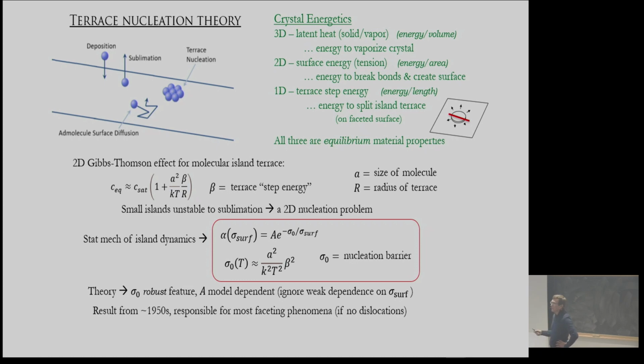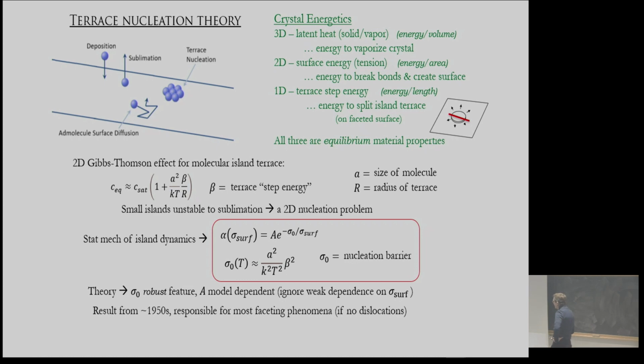In order to make a terrace, you've got to first make one big enough that it's stable. When you put 2 or 3 molecules together, that's unstable, it'll just fall apart, and at some point you have to make a big enough terrace that it will be stable and continue to grow. And that requires some minimum size. And so it's a classic nucleation problem, in this case, a 2-dimensional nucleation problem.